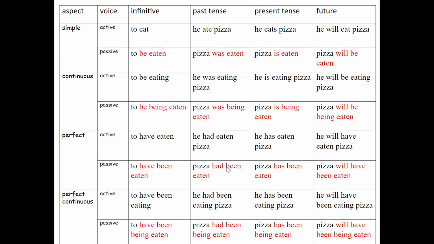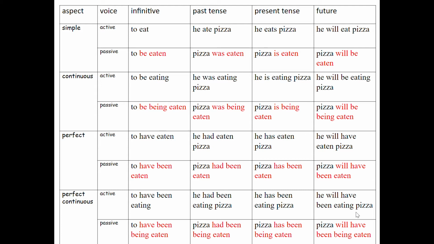For the perfect aspect, we had been eaten, has been eaten, and will have been eaten. So you can see that the been plus the past participle stays the same, and then the tense goes on the have. So had, has, will have. And then for the perfect continuous, we have had been being eaten, has been being eaten, and will have been being eaten. So here we have been being eaten staying the same, and then the tense going on the have, had, has, and will have.